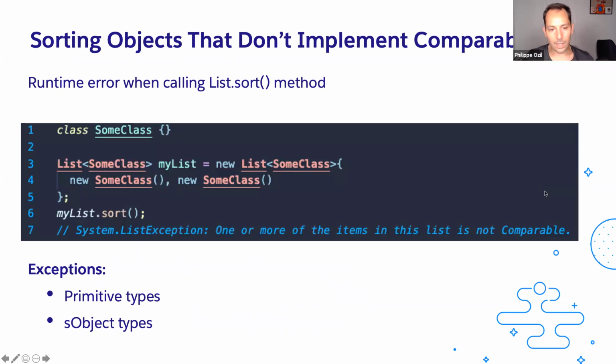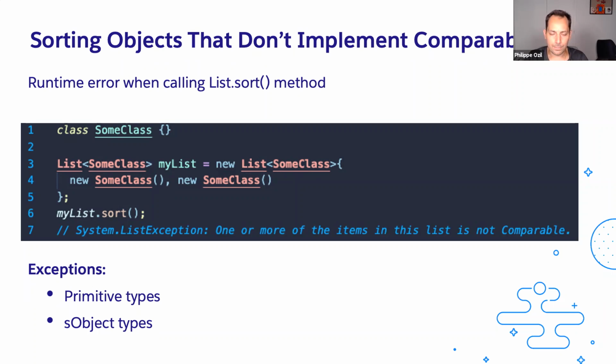So let's take a look at some corner cases. As I mentioned earlier, in the big picture slide, you have to implement the Comparable interface when you're calling list.sort. If you don't do that, for example, if you create a class like this, some class here, which is not comparable, you put it in a list, and when you try to sort that list, you'll get a runtime exception, a System.ListException, that will get thrown to you. But as I mentioned earlier, there are actually exceptions to this rule, and two of them are very important here.